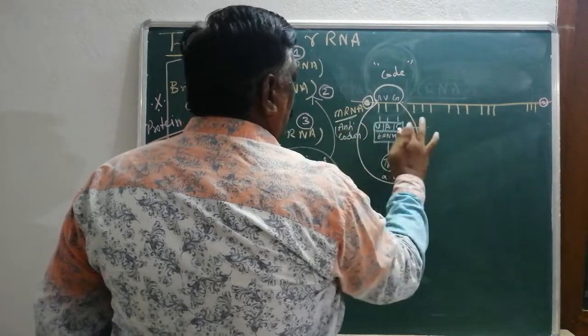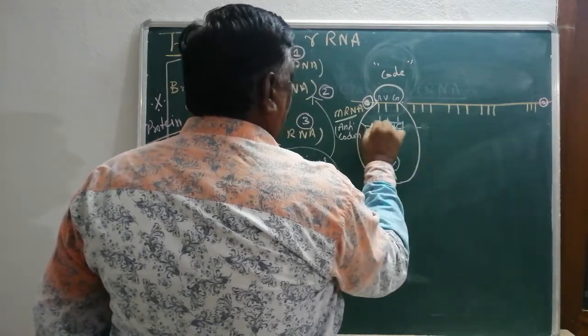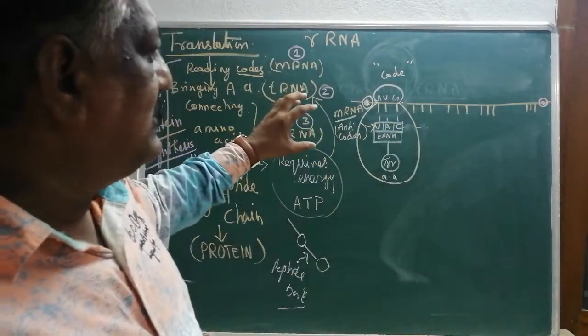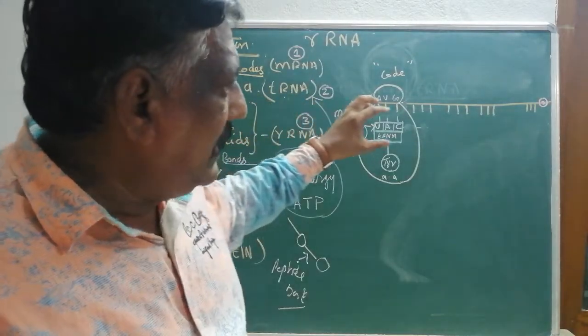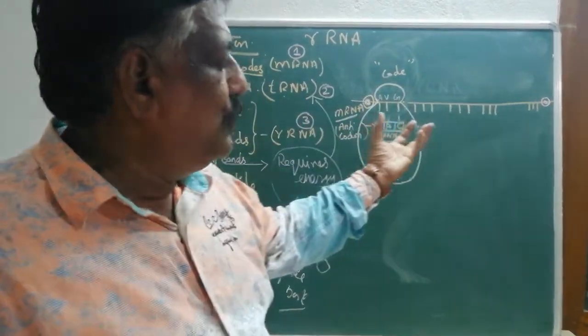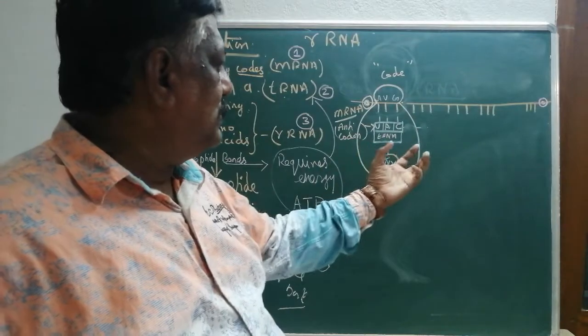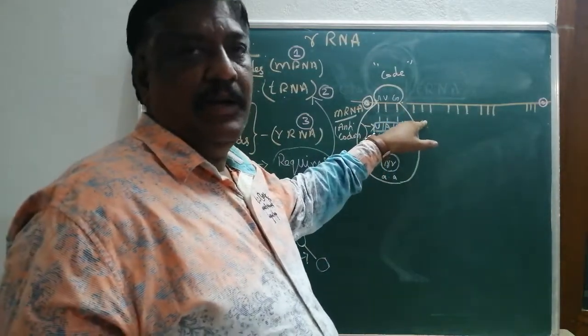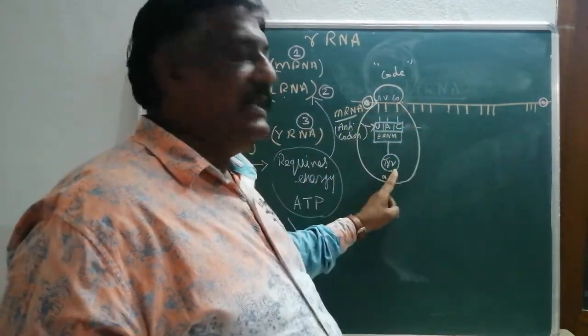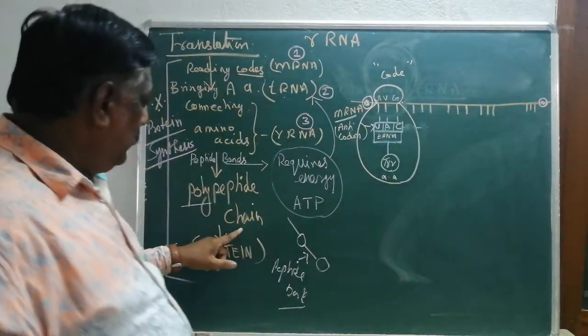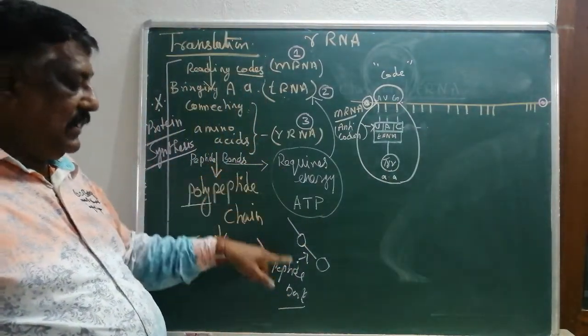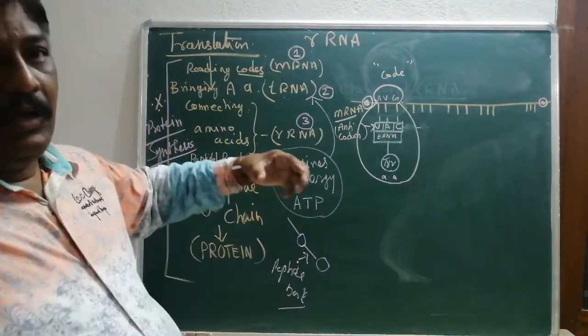Anticodon. Okay, clear? Now this is how this process takes place all along the length of the mRNA, which moves. When it moves, the next amino acid is brought and that is cut and pasted here. This is what I told you, the peptide bonds are formed and it becomes a long chain.